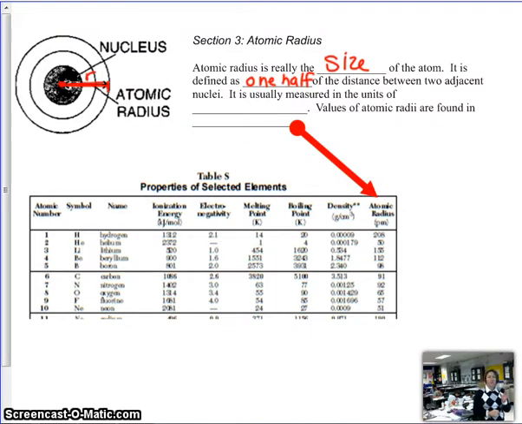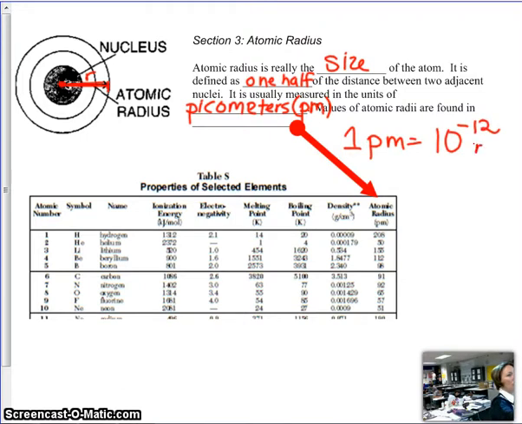Obviously, when we talk about measuring atomic radius, we don't measure it in centimeters or millimeters because atoms are so small we can't see them. We measure it in picometers, or pm, okay? 1 picometer is actually 10 to the negative 12 meters, so it's a very, very small unit that we're using. Values for atomic radius for different elements are given in reference table S. And these are atomic radii. They are the radii of atoms. They're given in table S.